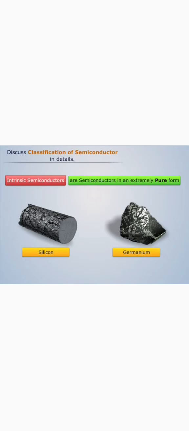Intrinsic semiconductors are semiconductors in an extremely pure form. The commonly used intrinsic semiconductors are silicon and germanium. They are frequently used in manufacturing transistors and electronic products. An intrinsic semiconductor behaves like an insulator at absolute zero, that is at 0 Kelvin, and as the temperature increases, its conductivity also increases. Let us discuss how.